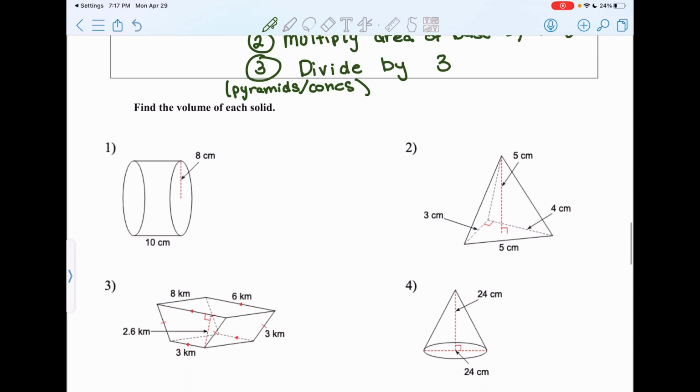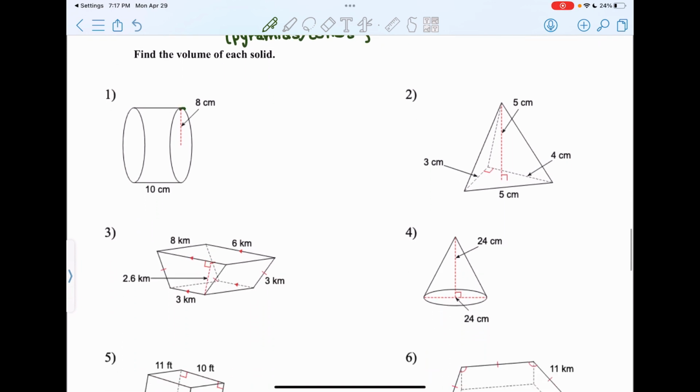For number 1, I have a cylinder, and its base is a circle. So in step 1, I'm going to find the area of a circle using the formula pi r squared. My radius is 8, so I have pi times 8 squared, and so my area of the base is 64 pi.